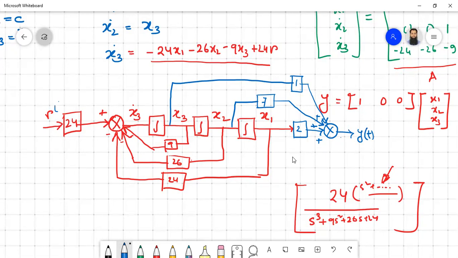This is the modification that is coming. But you have to keep in mind that we have multiplied the numerator by 24. If you want to exclude that, then you have to give a gain of 1 here.